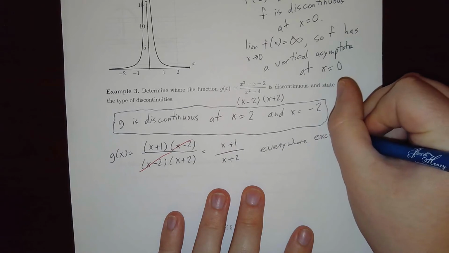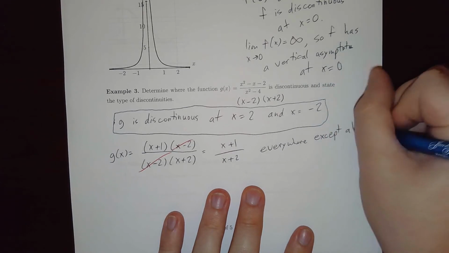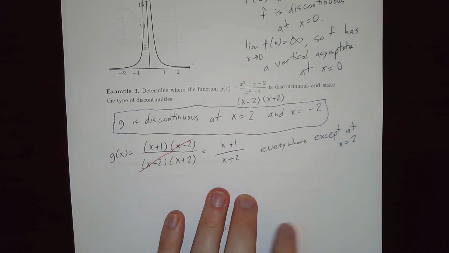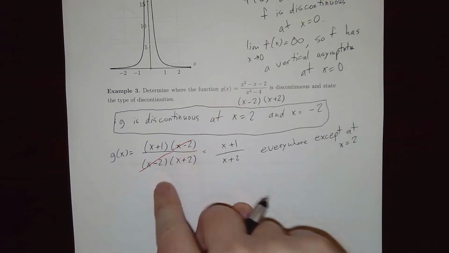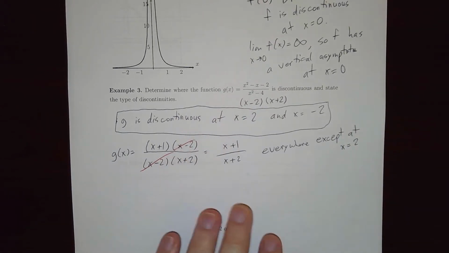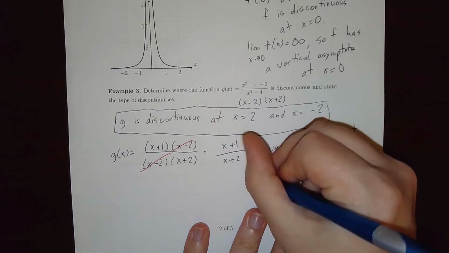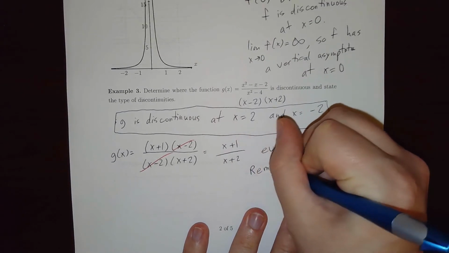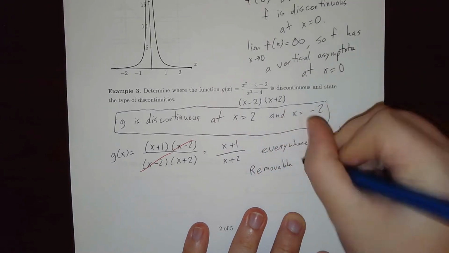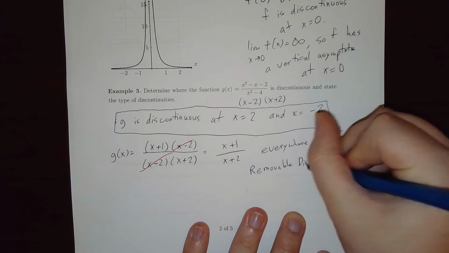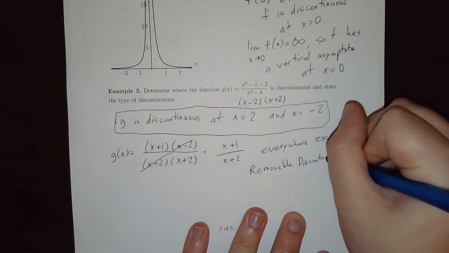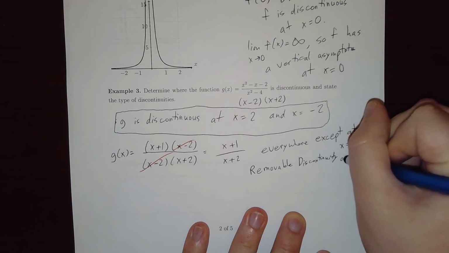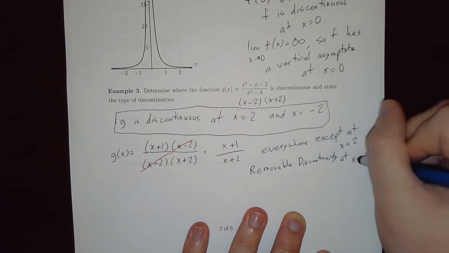And this is what the graph will look like everywhere except at x equals 2. So because we could actually go ahead and remove the x equals 2 discontinuity, this means that we are going to have a hole in the graph. So this is a removable discontinuity at x equals 2.